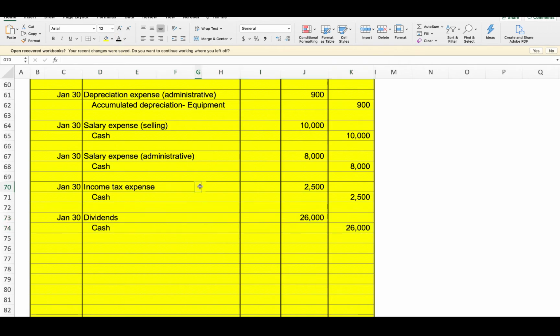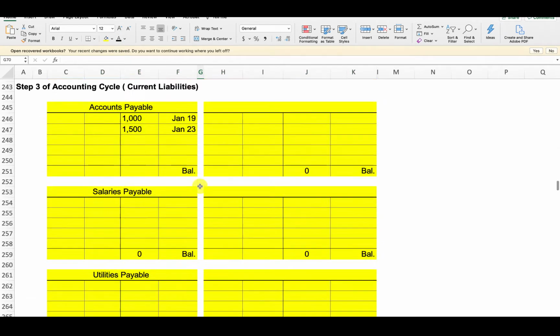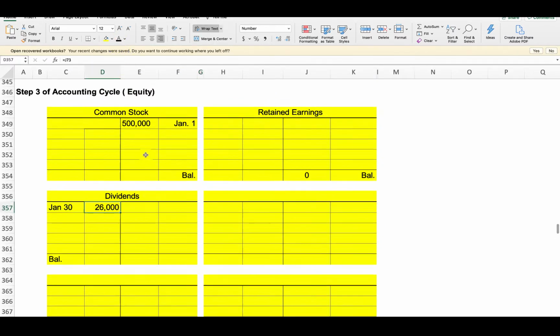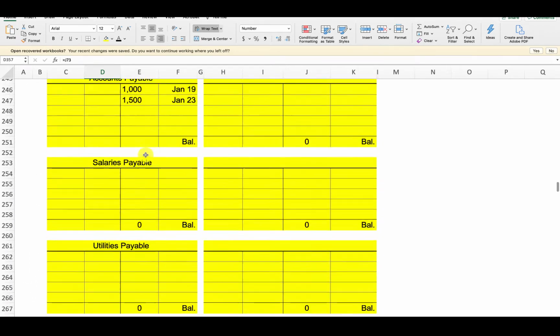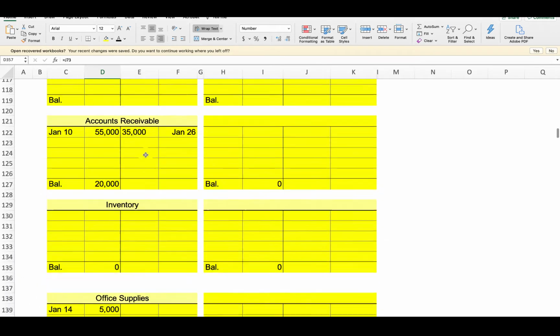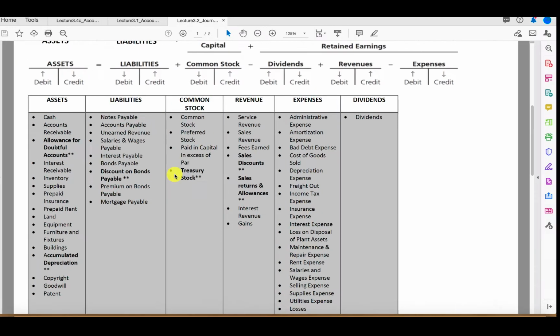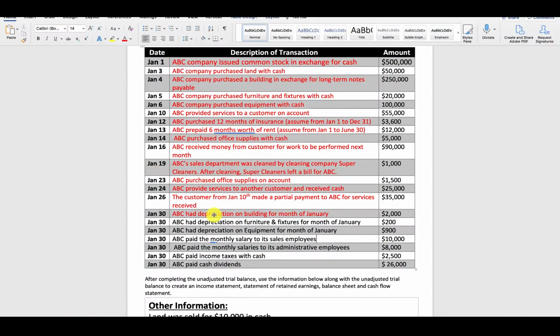All right, so now I'm going to go down to dividends. Dividends is in the equity section. Dividends is not an expense, and I'm going to debit dividends. And then I am going to credit cash up here, which is 26,000. Okay, so now I have completed all of these journal entries.